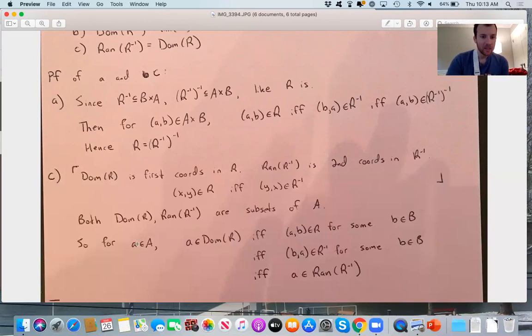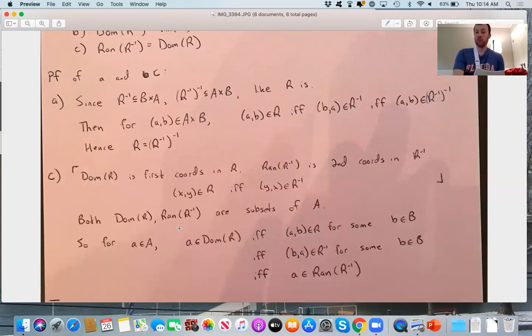So for any a in A, well, first we can kind of establish that these sets are in the right place, so they have a chance of being equal. The domain of R is from a relation from A to B, so the domain is a subset of that first set A. And then the range of R inverse is a relation from B to A, so the range is a subset of that second set A. So they're at least both subsets of A, which means we're in the right place, so we have a chance of them being equal.